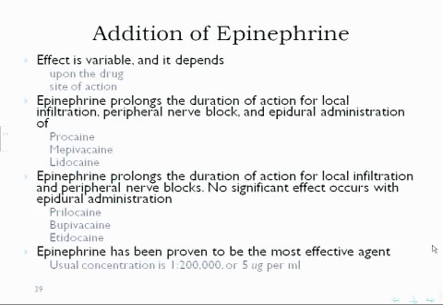On the other hand, epinephrine prolongs the duration of local infiltration and peripheral blocks, but not with all medications. If you use bupivacaine, it still works at the local level, but at the epidural level it doesn't really make a difference when using procaine, bupivacaine, or ropivacaine. Those medications do not increase the duration of action in the epidural space. So epinephrine has been proven to be the most effective agent to vasoconstrict, and usually the concentration that we use is 1 to 200,000, which is basically 5 mcg per milliliter, and that's our normal dosage.